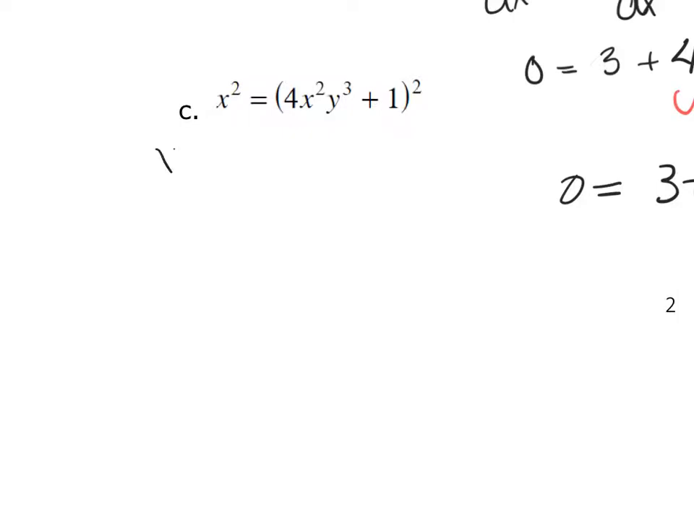So I'm just going to rewrite this as x squared is equal to, it'll be my first term squared, so it'll be 16x to the 4th, y to the 6th. I'm just squaring that baby out. Plus 2 multiplied by 4x squared y cubed times 1. So 8x squared y cubed. And then plus my last term, which is 1 squared.